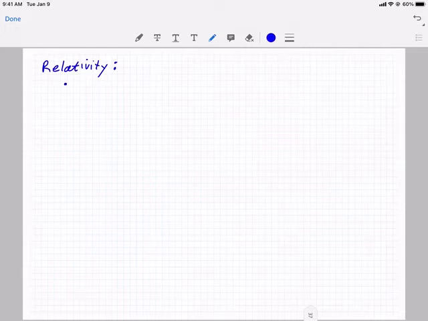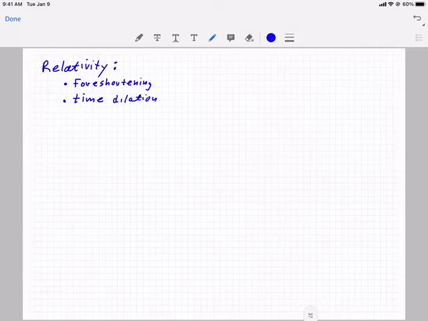So for relativistic effects, we still have foreshortening, but we also now get time dilation. And that's really what makes it relativistic. Okay, so setting up the configuration for that. I have an object which is moving in this direction. And then at a certain time, we'll say time t equals 0, it emits a photon.